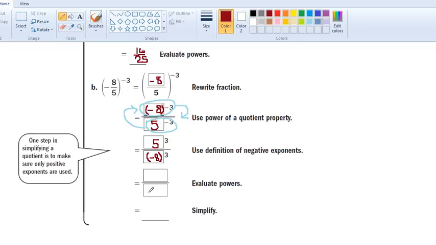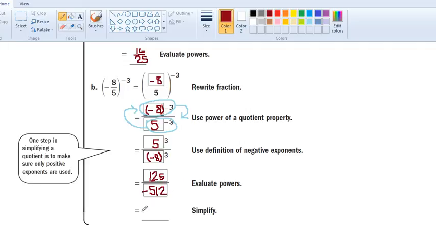So 5 to the third power, 125. A lot of people know that one. -8 to the third power, if you think about what 8 to the third power is, I might need a calculator for that one, but it comes to 512. Now, since this is -8 times -8 times -8, that's a negative number, so it's going to be -512.